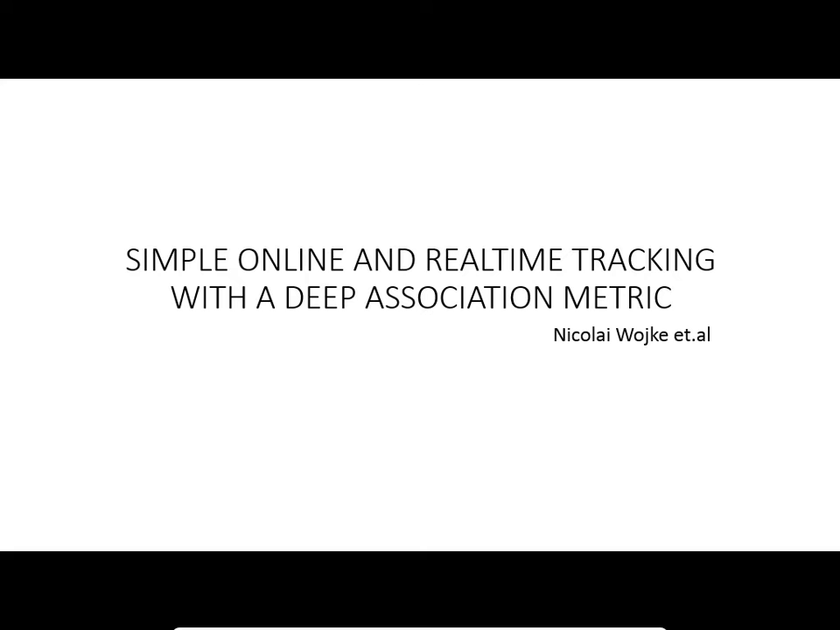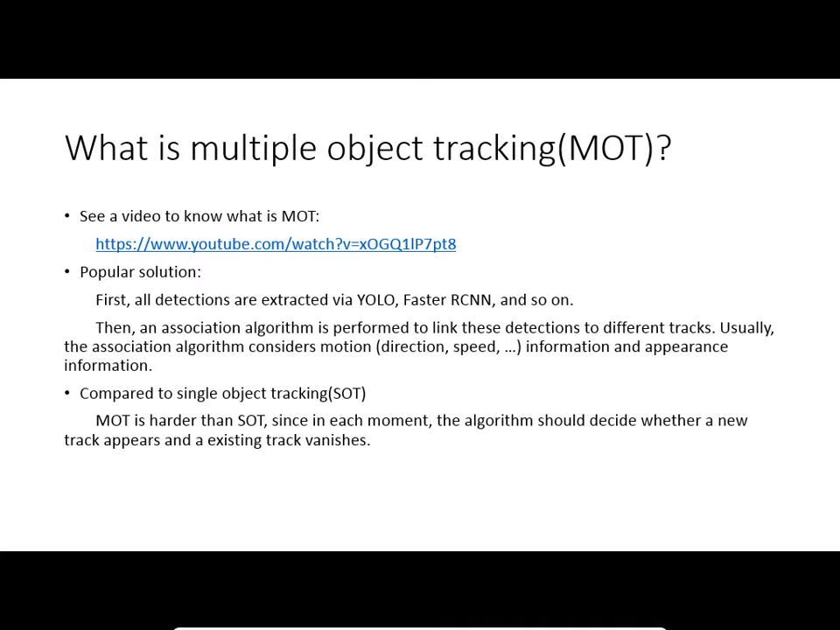the name shows this is the author, not me. Okay. So, I'm talking about simple online and real-time tracking with a deep association metric. This is a paper, and it's also about multiple object tracking. It's the same as the previous presentation. So what is MOT? What is multiple object tracking? So we can see a video.